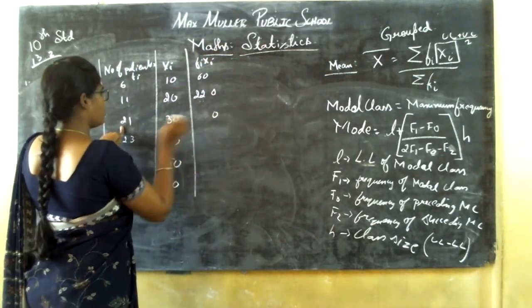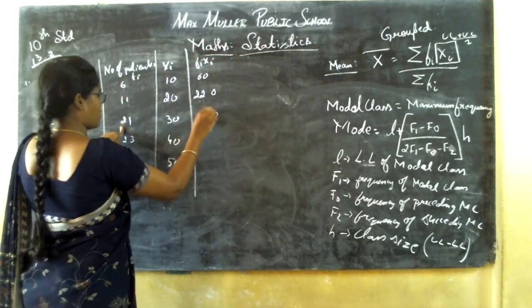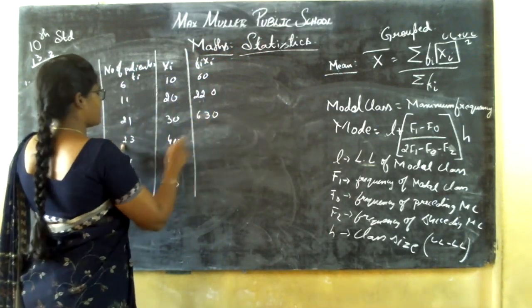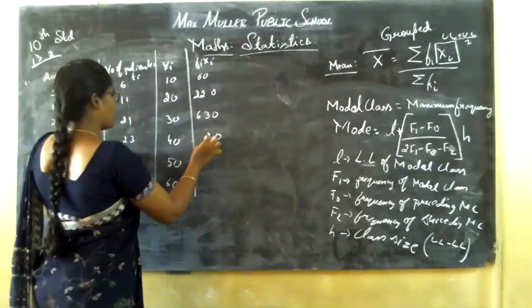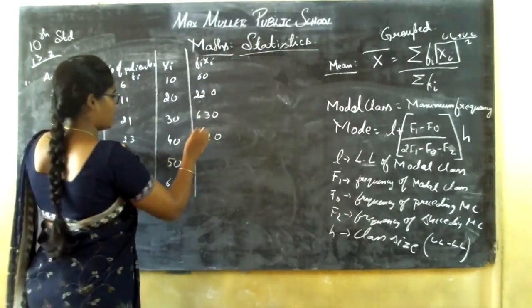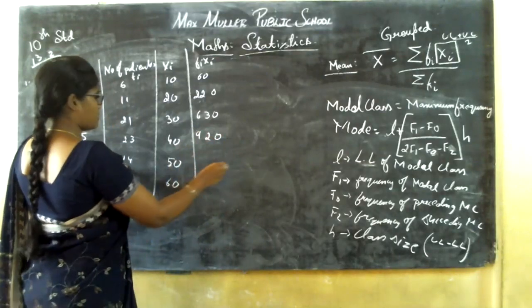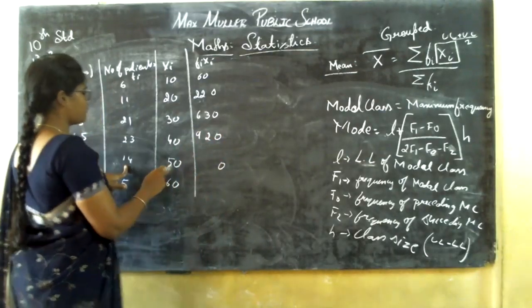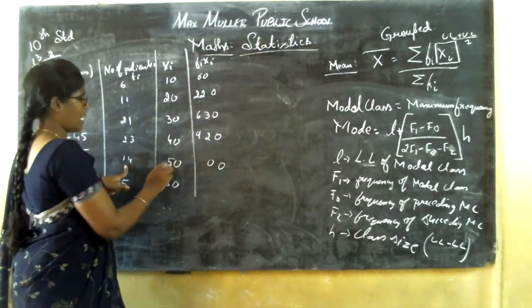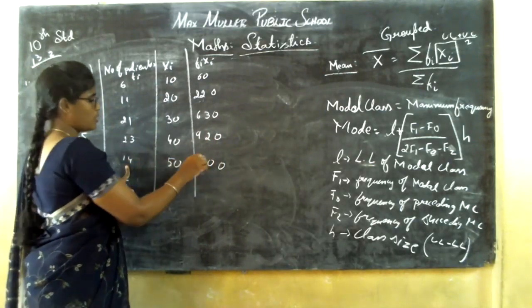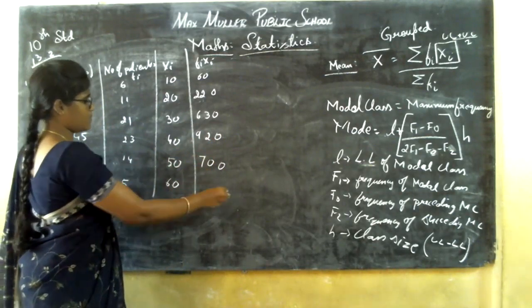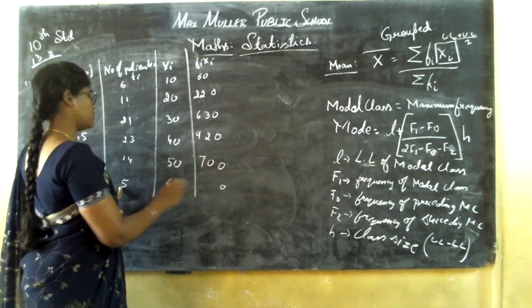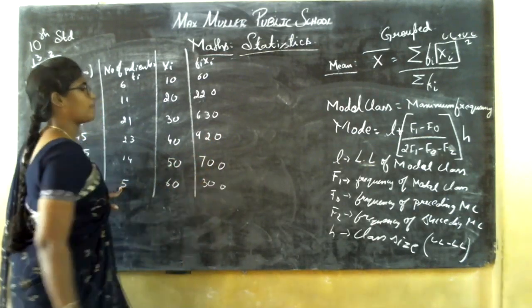Let me keep 0. Let me multiply 3 into 21. 3 ones are 3. 3 twos are 6. Let me keep 0. 4 into 23. So, 4 3s are 12, 1 carry, 4 2s are 8, plus 1, 9. Next, let me keep 0. So, 5 4s are 20, 2 carry, 5 1s are 5 plus 2, it is 7. Next, 5, let me keep 0, 5 6s are 30.